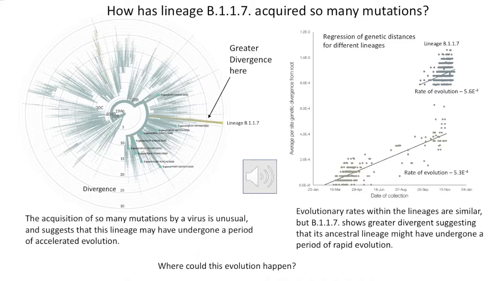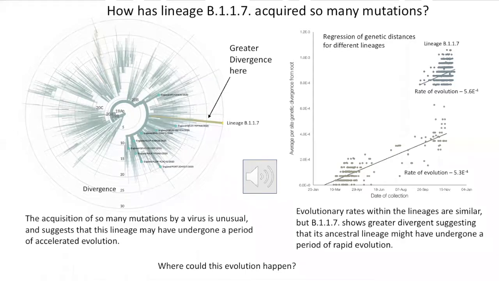So in conclusion here, B117 is not evolving faster. There must be another explanation. Part of the answer to this comes from the observation that B117 has a greater genetic divergence than the other lineages. We have already seen this in graphs like the one shown on the left in the slide, where we can see that lineage B117 has a far greater number of mutations accumulated, so the diversity within all the viruses within this lineage is actually far greater.